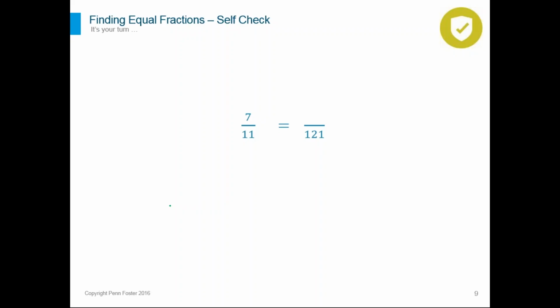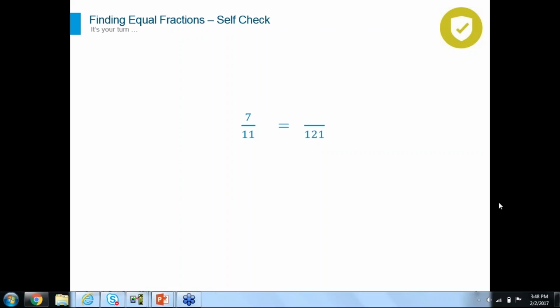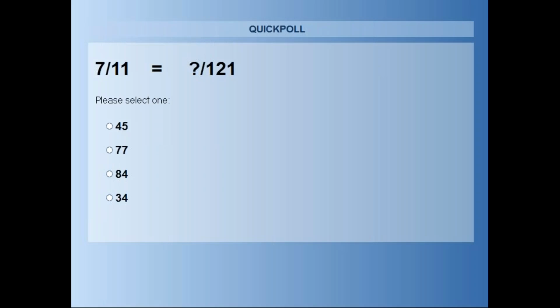My screen, or your screen, will change and give you that exact question and also 3 or 4 possible answers, and you need to choose the one that you think is right. In 1 second you will see the screen changing, and here you go. What would be the numerator of an equal fraction to 7/11 if the denominator of the equal fraction is 121?